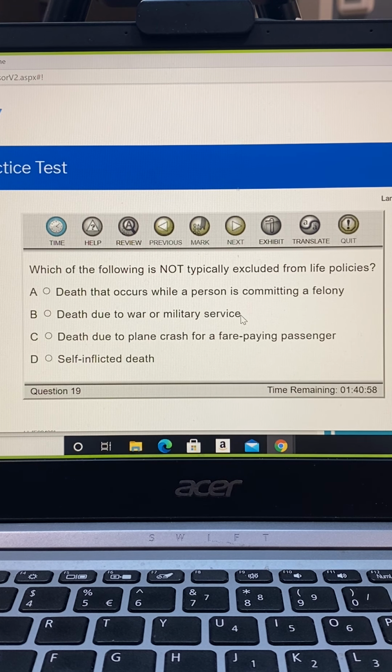Is this due to war and military? Yes, excluded. But you see the difference with this? The aviation clause only applies when you fly your own plane. I got you. A fare-paying passenger, when you're a passenger on American Airlines or United or Southwest, it doesn't matter. So that's not excluded.